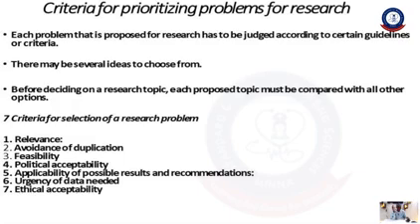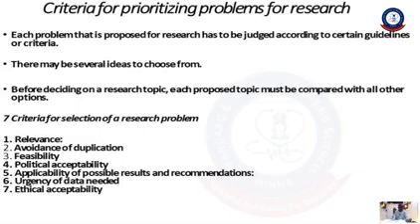The first one is relevance. Is the topic relevant? Number 2 is avoidance of duplication. 3 is feasibility. 4 is political acceptability. 5 is applicability of possible result and recommendation. The 6th one is urgency of data needed. And 7 is ethical acceptability. So we'll take our time and explain these one after the other. We are talking about 7 criteria for selection of a research problem. The first one is relevance.